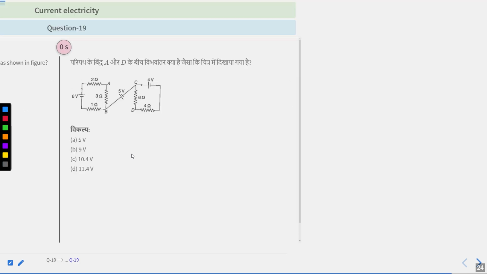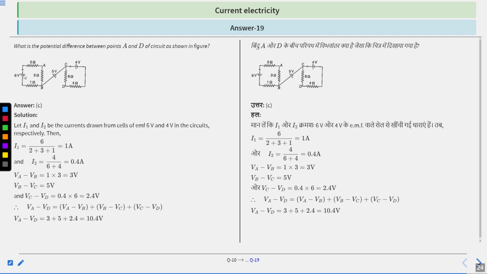Let's find a solution. So the given figure is this one. This question asks what is the potential difference between points A and D. Clear? Let I1 and I2 be the currents drawn from the cells of EMF 6 volt and 4 volt in the circuit respectively. Then I1 is equal to 6 divided by 2 plus 3 plus 1, which is equal to 1 ampere. Clear? Similarly, I2 is equal to 4 divided by 6 plus 4, which is equal to 0.4 ampere.